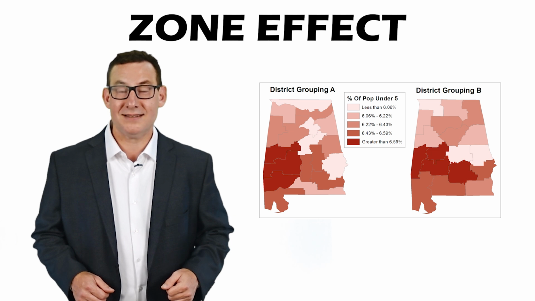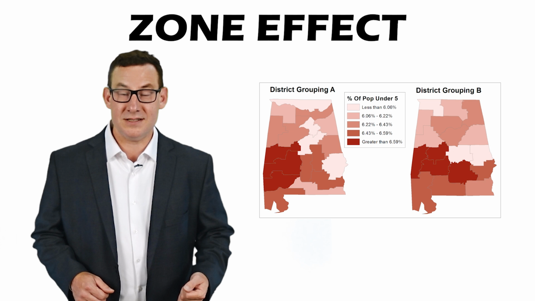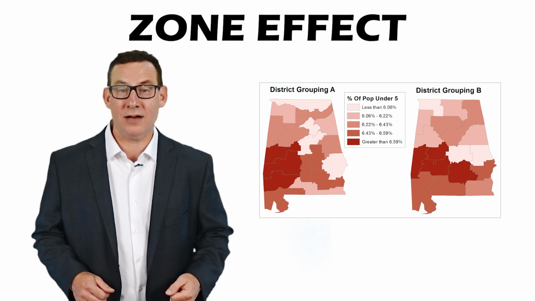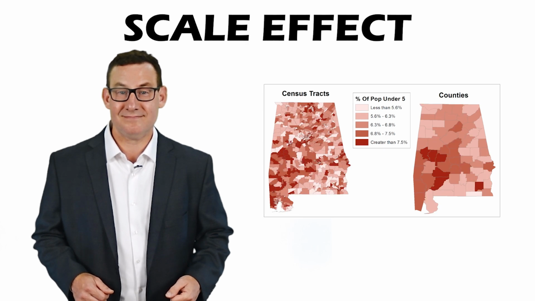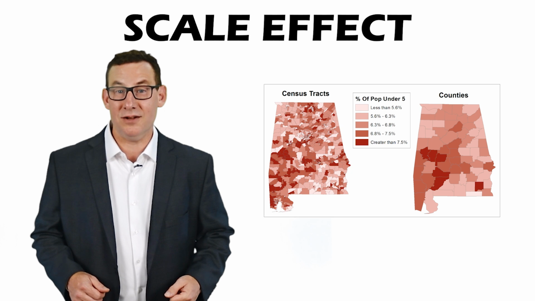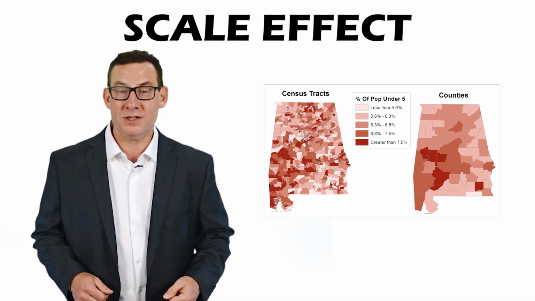The zone effect. Changing the shape of polygons will change the aggregate statistics for those polygons. The scale effect. Changing the size of polygons will change the aggregate statistics for those polygons.